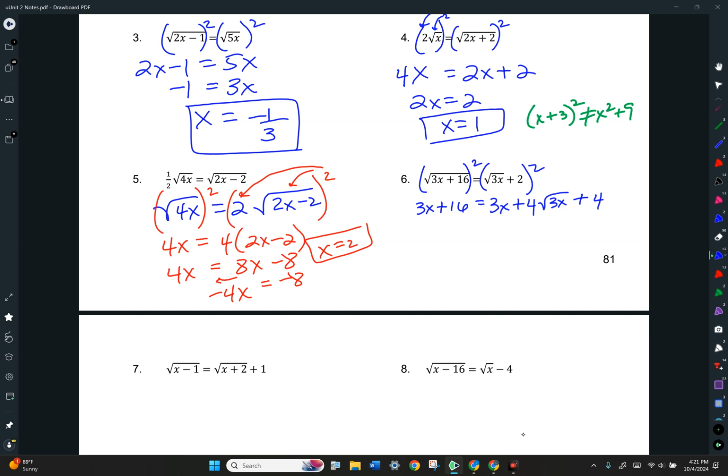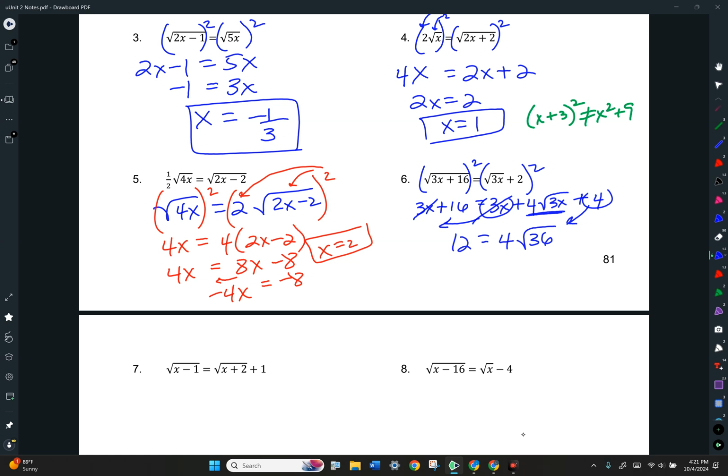That means you have to get that square root by itself. So I'm going to focus on getting this by itself. If I subtract this 3x from that 3x, it's just going to cancel. If I subtract this 4, if I move that over and subtract it from the 16, I've got 12. So here's where I am. I have 12 equals 4 times the square root.